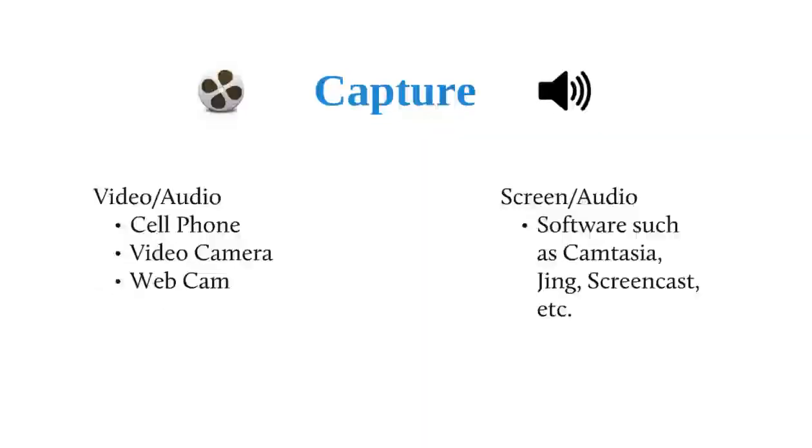Now the first step, the capture step, is of course a really important one. And there are 2 scenarios here that are probably going to be the most common that you're going to encounter. The first one is capturing video along with audio. A few ways that you could do that are, number 1, you could use your cell phone. There are a lot of smartphones out there these days that have really great cameras. A lot of them have HD cameras. So those are really quick, easy to use, and good looking ways to capture video.